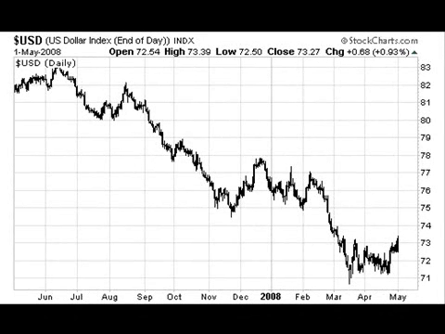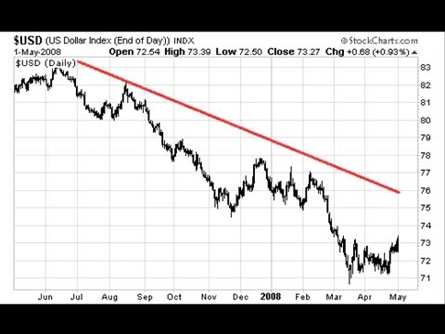Here we're looking at a very long-term chart of a daily variety using candlesticks, looking at the US dollar index, which is a basket of foreign currencies against the US dollar. There's a pretty important trend line that I want to put into focus here, and this is sort of how it looks on the daily chart.